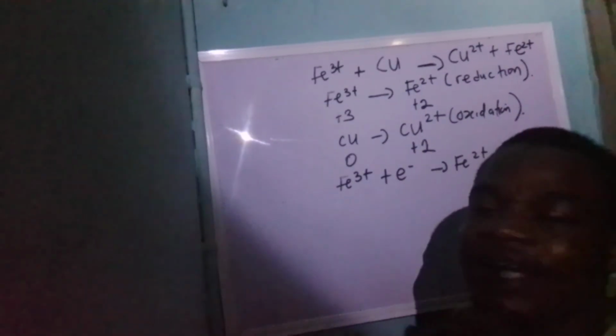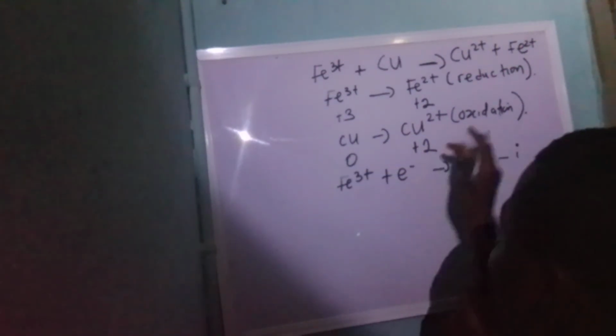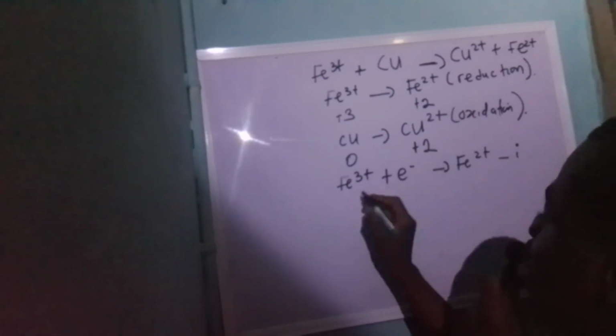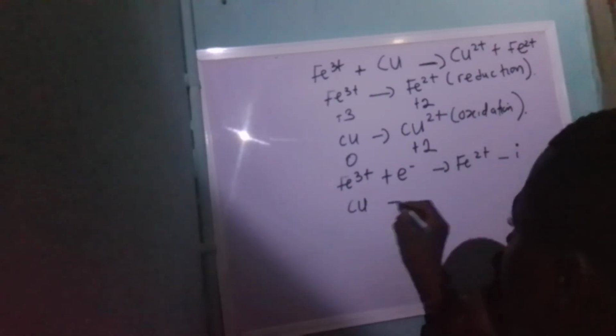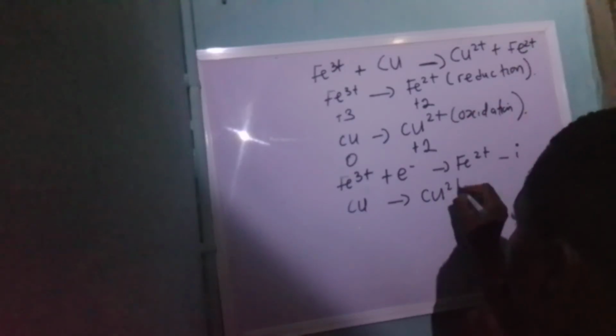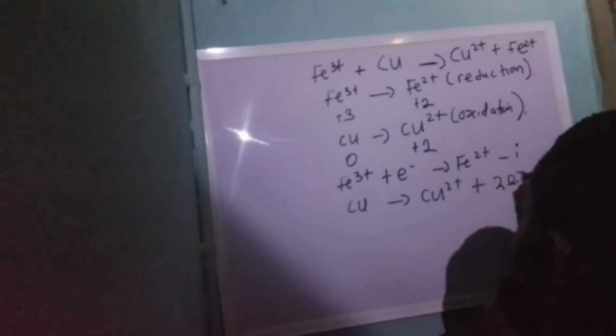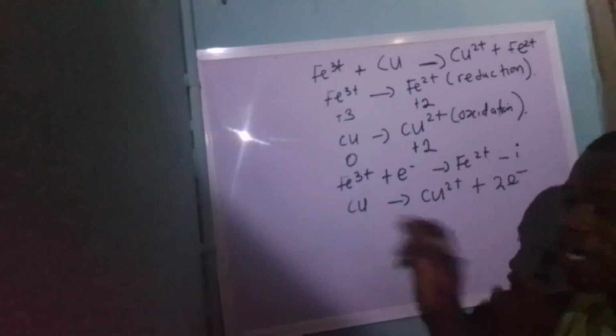Is that okay? Let's call it equation 1. Now for the second one, I have 0 here and plus 2 here. This side has the highest charge, so I'm adding electrons to that side so that it gives me 0 here. That means I will add 2 electrons to this side. So I have Cu to give me Cu2+ plus 2e-.